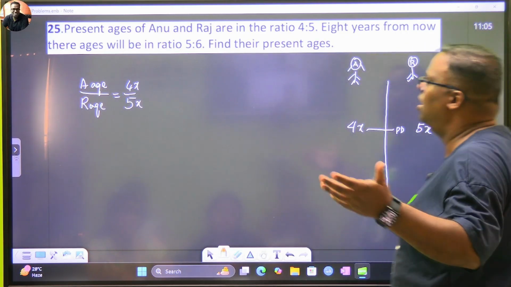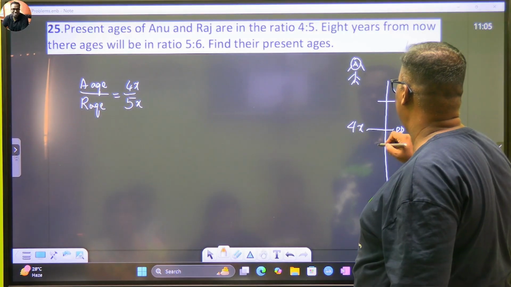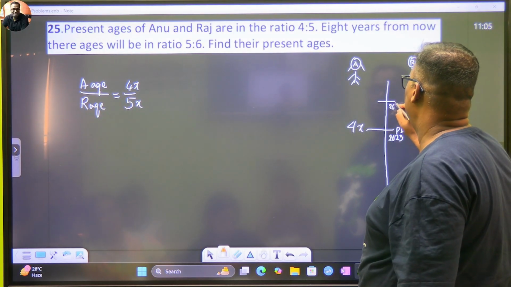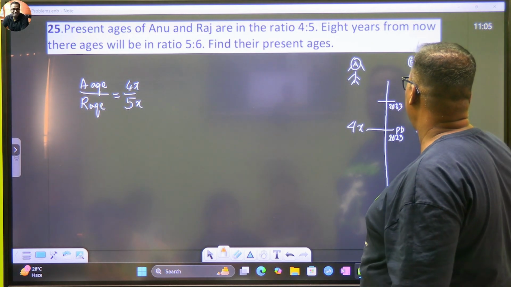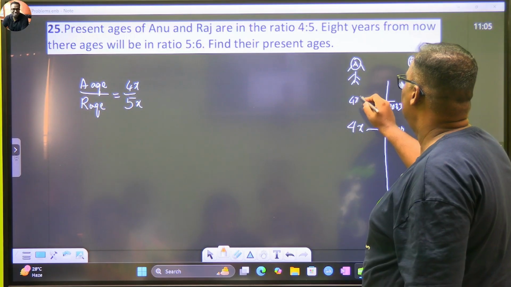8 years from now. So we have added 8 years. Present day is what, beta? 2025. 8 years means 2033. Straight away, this boy should be 5x plus 8. This girl should be 4x plus 8.